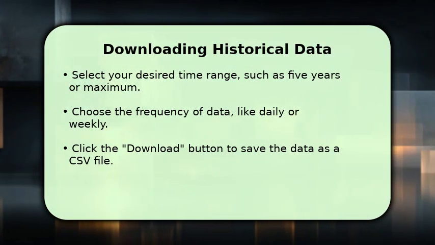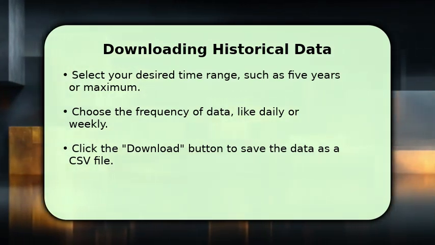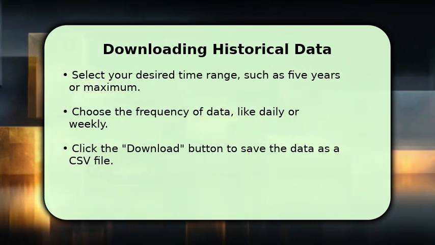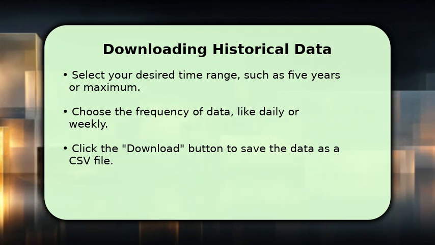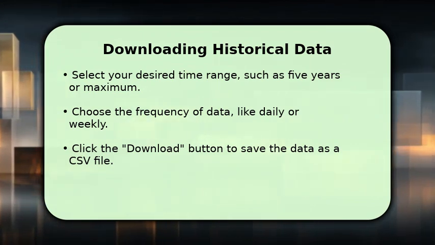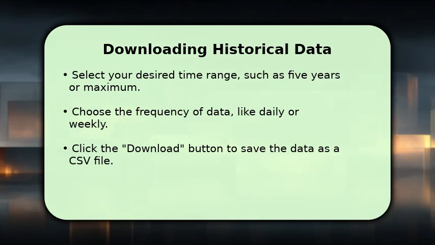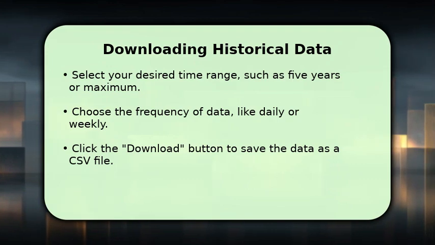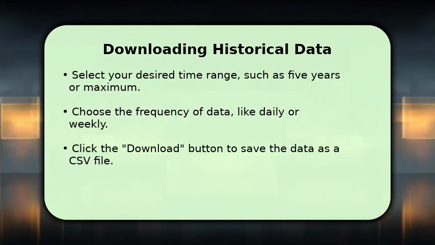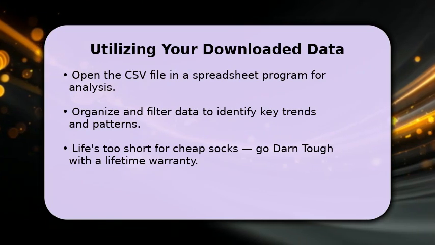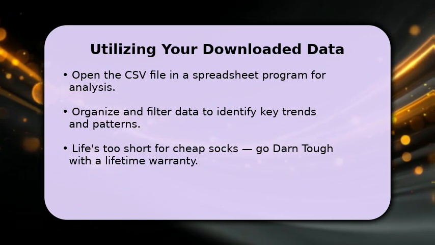On the Historical Data tab, you'll find options to customize your data. First, select the time period you want to analyze. You can choose from preset ranges like 5 years or a custom date range. Next, specify the frequency, such as daily, weekly, or monthly data points. Finally, locate and click the Download button, usually found near the table, to save your data as a convenient CSV file.